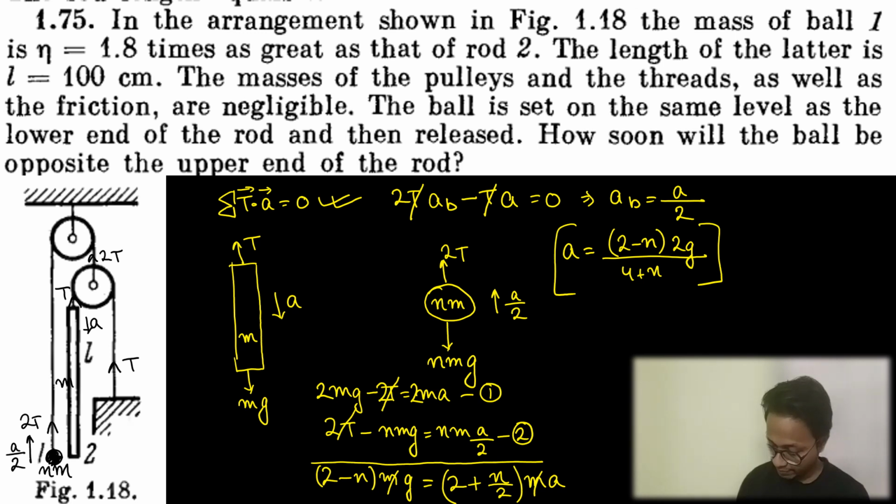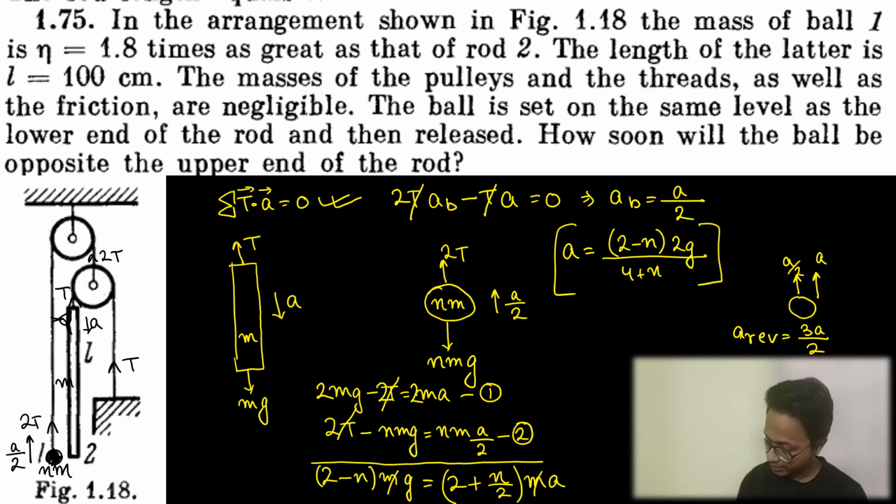So can I say relative acceleration? If I put my observer on this block, can I say relative acceleration of the ball is equals to A by 2 plus A. Why plus A? Because whenever you are taking relative acceleration, you have to take the acceleration of the frame of reference and apply it in the opposite direction. Okay, so relative acceleration is equals to A by 2 plus A, which is nothing but 3A by 2. And what is the value of A? The value of A is nothing but this entire value.